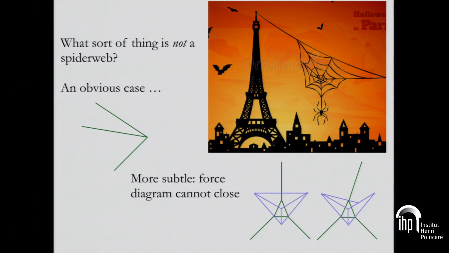Also, if you have something that looks like a truncated version of the Eiffel Tower with just one triangle here, if you tilt one of the strands, so in this case, if gravity was going in a diagonal direction, then you wouldn't be able to close this force diagram, and it would not be in equilibrium.